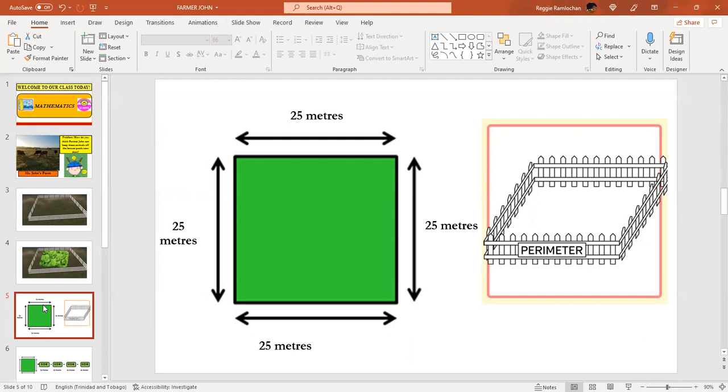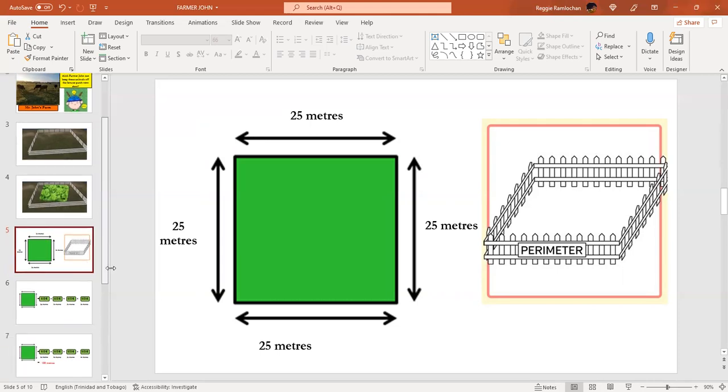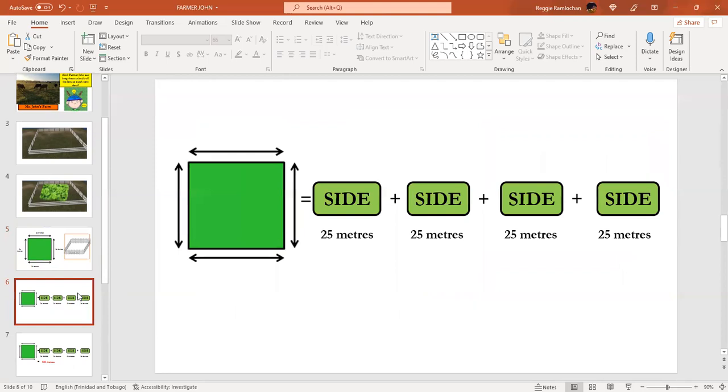Miss, well, we measure the 4 sides. Oh, okay. Miss, well, if one side is 25 meters and we measure all 4 sides, it'll be 25 meters and 25 meters and 25 meters and 25 meters to go right around the garden. Right, excellent. So it'll be 25 meters plus 25 meters plus 25 meters plus 25 meters. So then based on what you just told me there, what will be the total amount of materials needed?